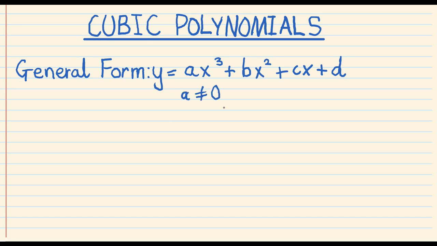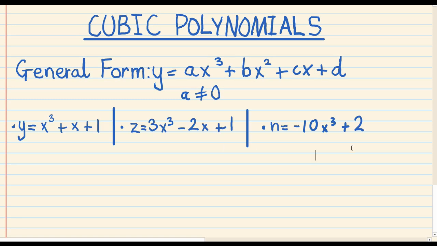And that's because if a was 0, then this term would fall away and the polynomial would be of order 2. So you cannot have the x cubed term's coefficient being 0. However, you can have any of these other coefficients being 0. So some valid examples of cubic polynomials would be, these are 3 different examples of cubic polynomials.